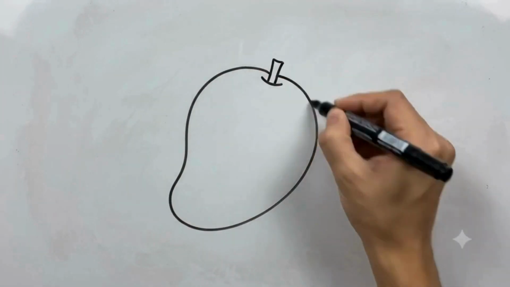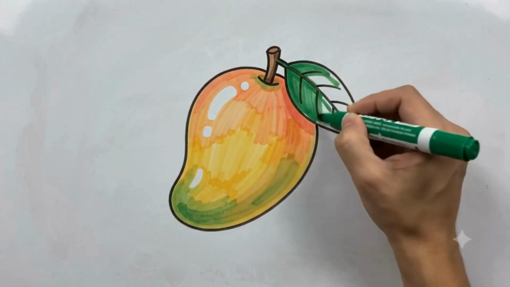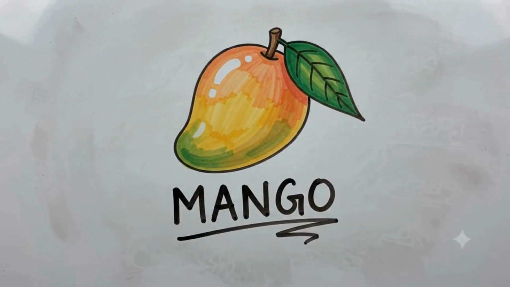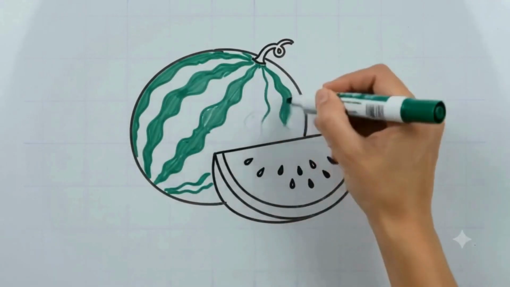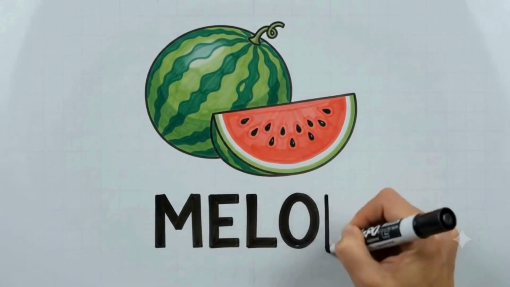Mango is yellow in color. Melon is green in color.